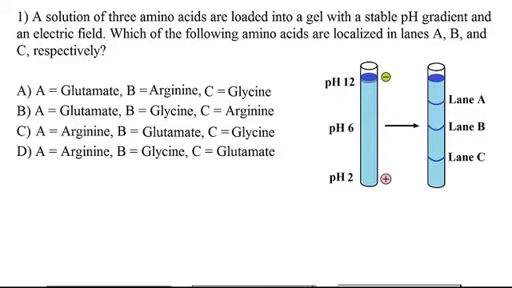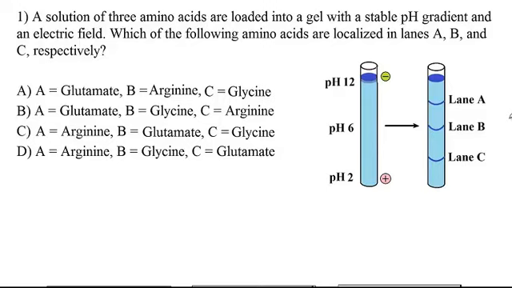All right, so question number 1. A solution of 3 amino acids are loaded into a gel with a stable pH gradient and an electric field. Which of the following amino acids are localized in lane A, B, and C? All right, so we just discussed this earlier in our lecture. This is isolation of amino acids based on their isoelectric point. We have an electric field and we have a pH gradient. All right, so that's question number 1. If you want to pause it and then answer the question, then go ahead by all means.